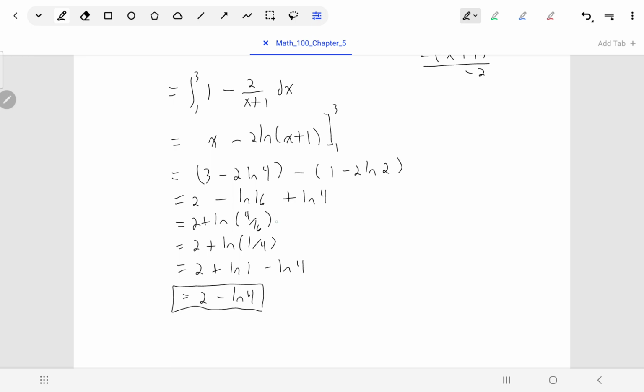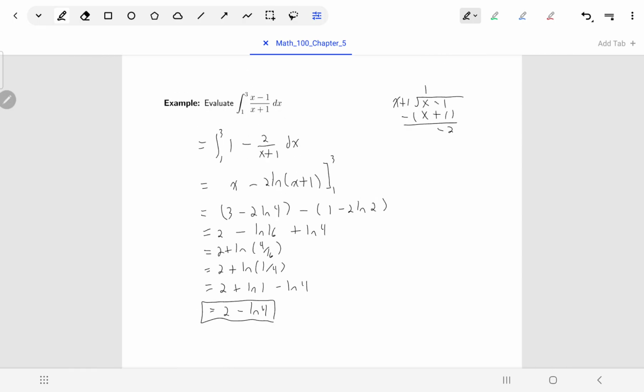If you stopped up here, I mean, that's totally fine, or even here is fine as well. I'm not bothering to do any approximate decimal answers. I just want an exact value, and so really any of these would have been acceptable for me. Okay, let's take a look at one more definite integral problem.